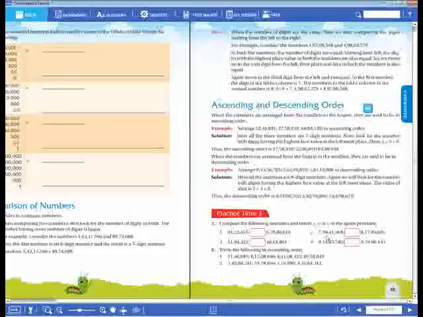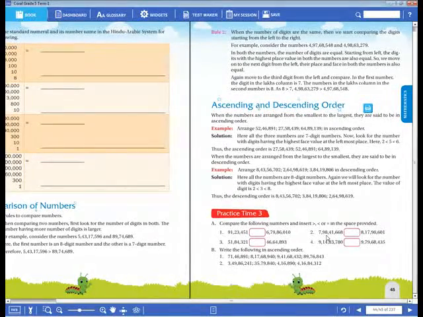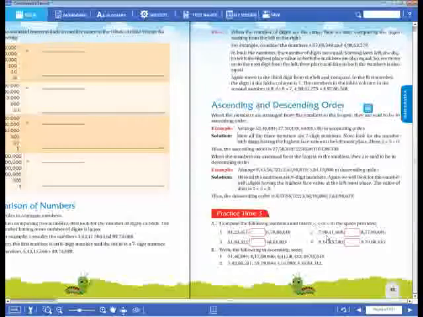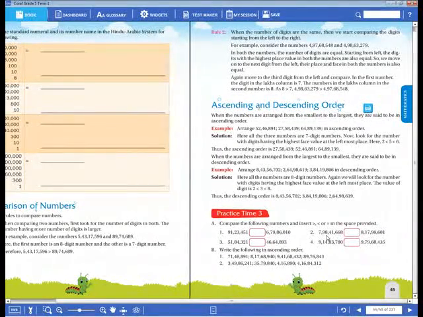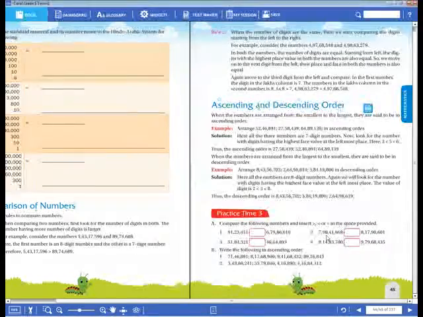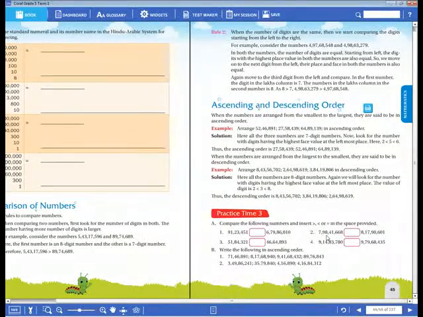Write the following in ascending order. So how many numbers have they given here? 4 numbers have been given to you. Ascending means which number do we have to take first? We have to check first of all which is the smallest number, and from there you have to go to the bigger number.